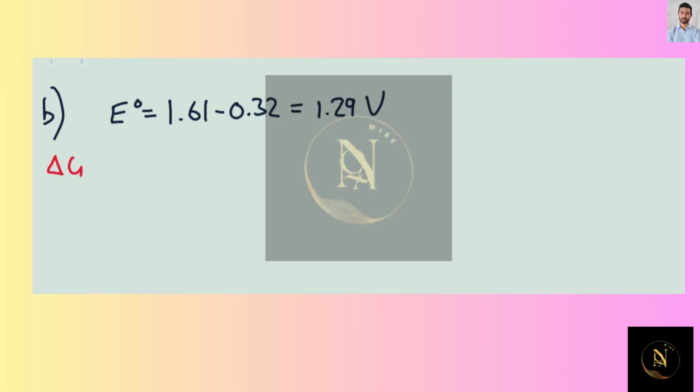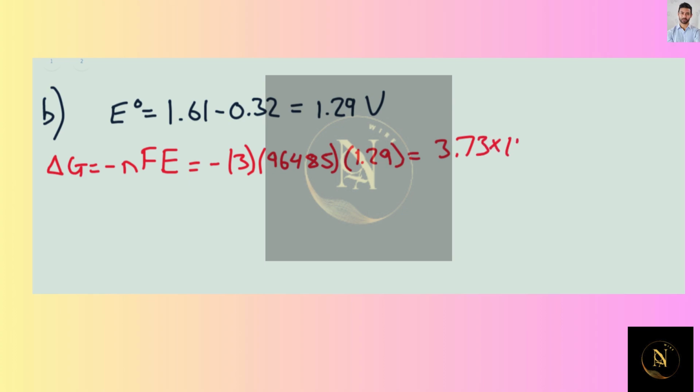So delta G for this reaction will be this E value multiplied by Faraday's constant and the number of electrons that are transferred, which for this reaction is 3. Faraday's constant is 96,485. E is 1.29. So our delta G value is 3.73 times 10 to the 5th joule per mole.